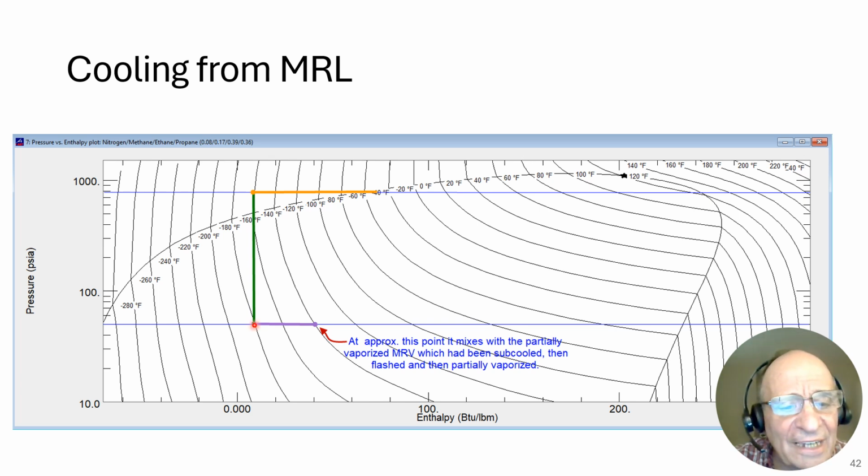And what's happening to the concentration of this MRL as it boils off? As it boils off, it's becoming heavier and heavier. More of the less volatile components are remaining as liquid, but more of the highly volatile components are exiting. And it's got a certain composition here, which you'll see will match the composition of the MRV in the next slide. So let's go to the next slide and look at MRV.